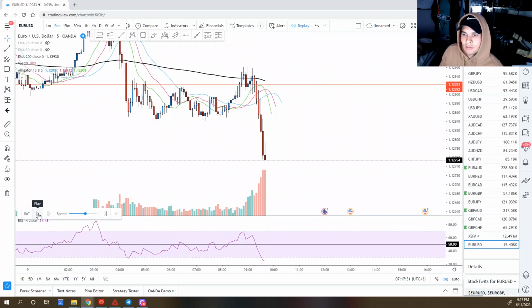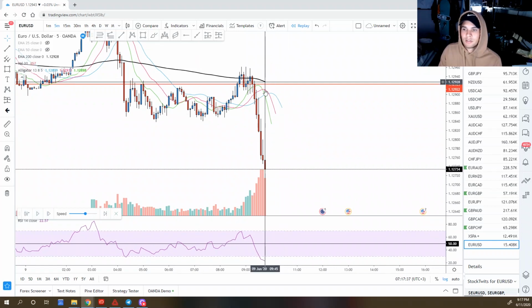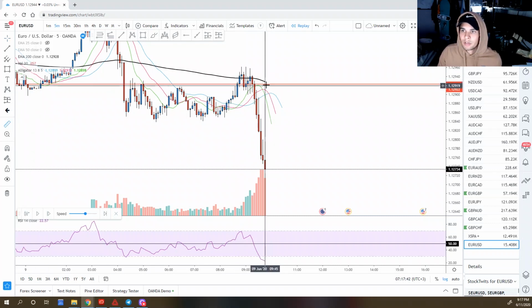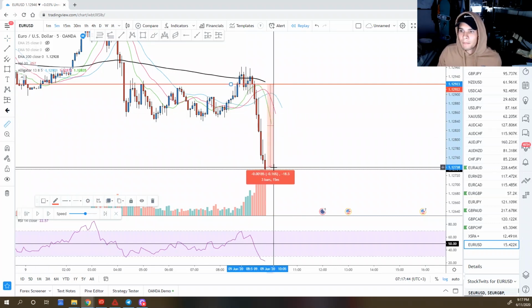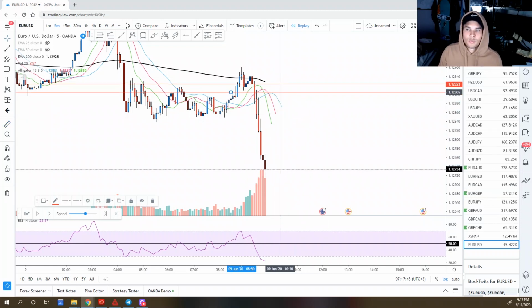Another nice red candle, close right there. Another fat red candle, close right there. All right, let's see how many pips in profit we are now. 20. It's $200 if you're trading one lot.